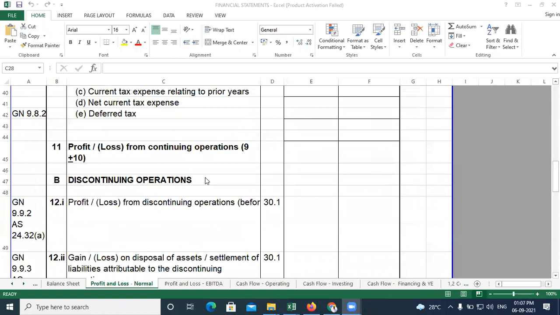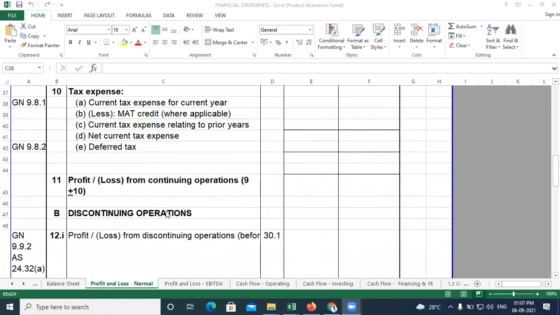A part contains continuing operations, B part contains... are you able to see my screen? I've shared. Is it? Yes, sir.